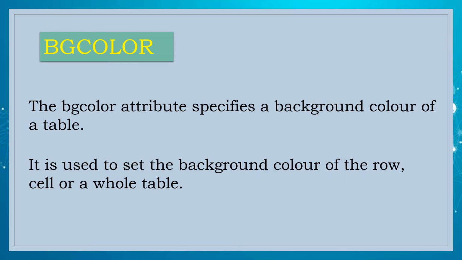BG color. The BG color attribute specifies a background color of the table. It is used to set the background color of the row, cell or a whole table.